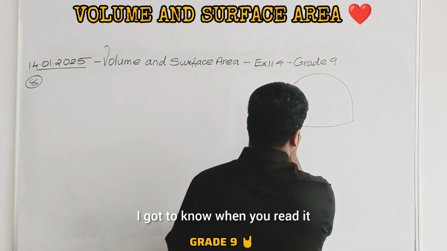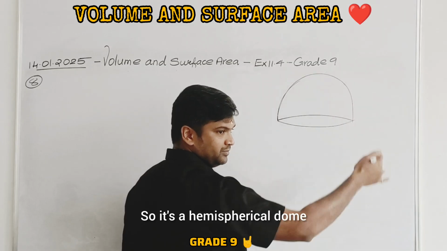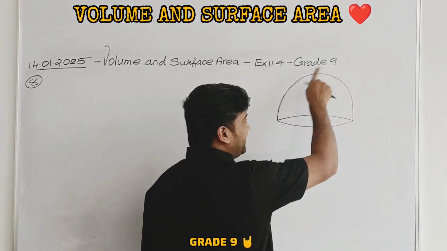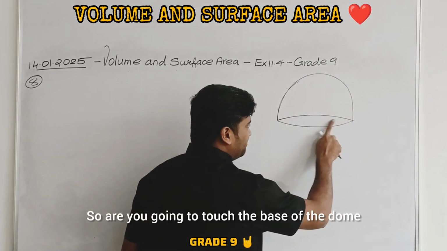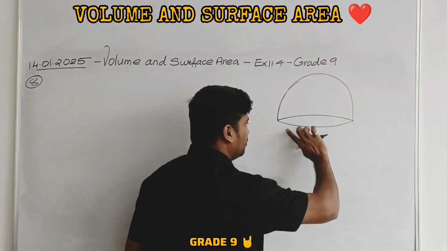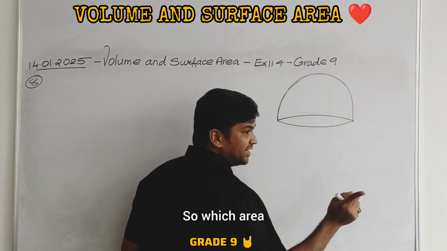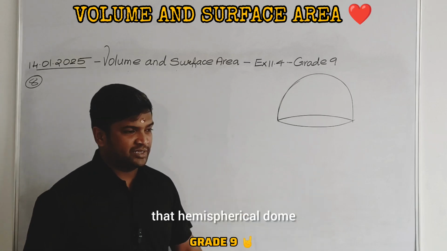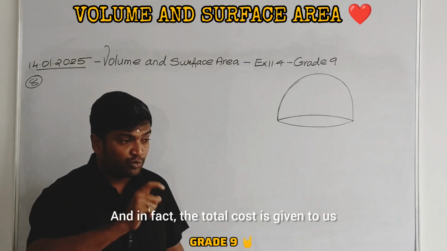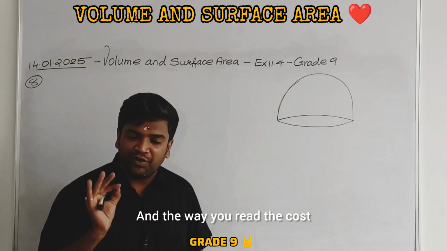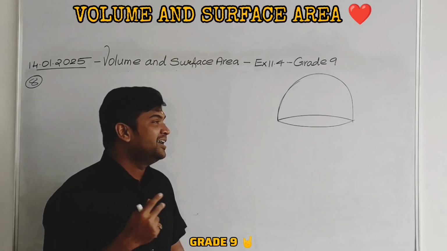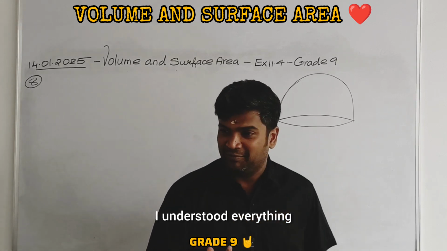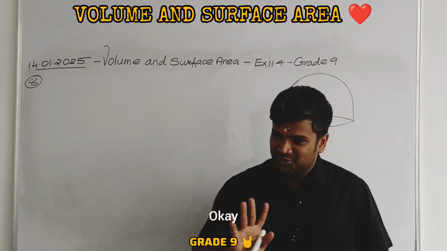I got to know when you read it. Okay, so it's a hemispherical dome. It has to be whitewashed from inside. So are you going to touch the base of the dome? No, only the inside part. So which area? CSA. Very good. Curved surface area of that hemispherical dome. And in fact, the total cost is given to us. Okay, so no problem.